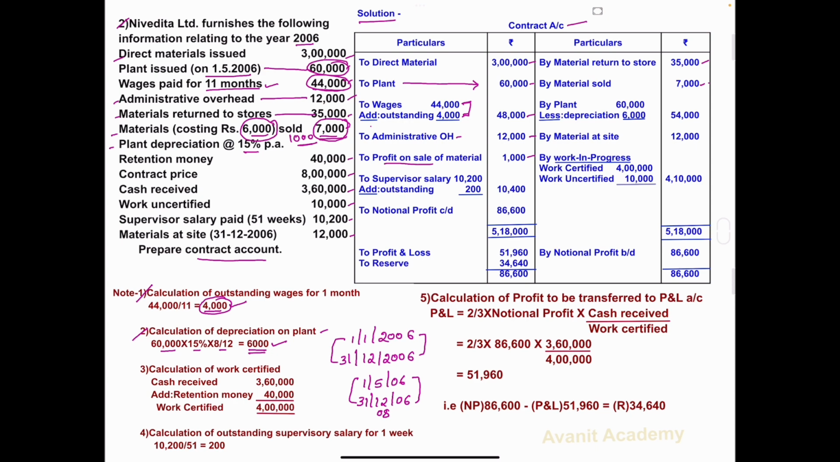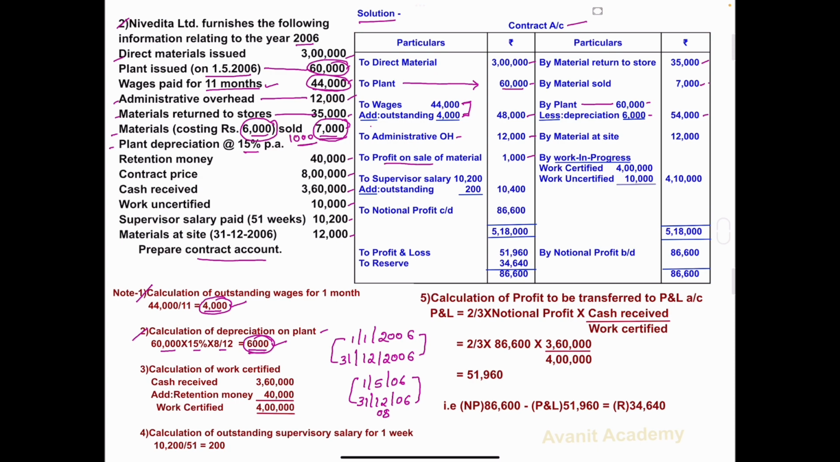So now come to the solution part. Write on the credit side, by plant. Write the amount in inner column. The value of plant is 60,000 less depreciation. Depreciation amount, just we have calculated, 6,000. Less depreciation 6,000. So from 60,000 minus 6,000, you will get 54,000. Clear this point?